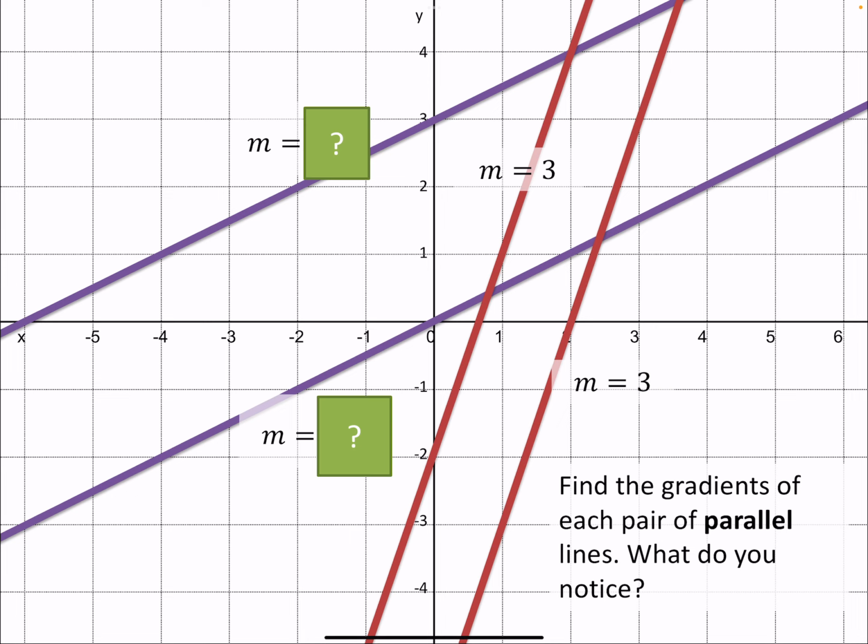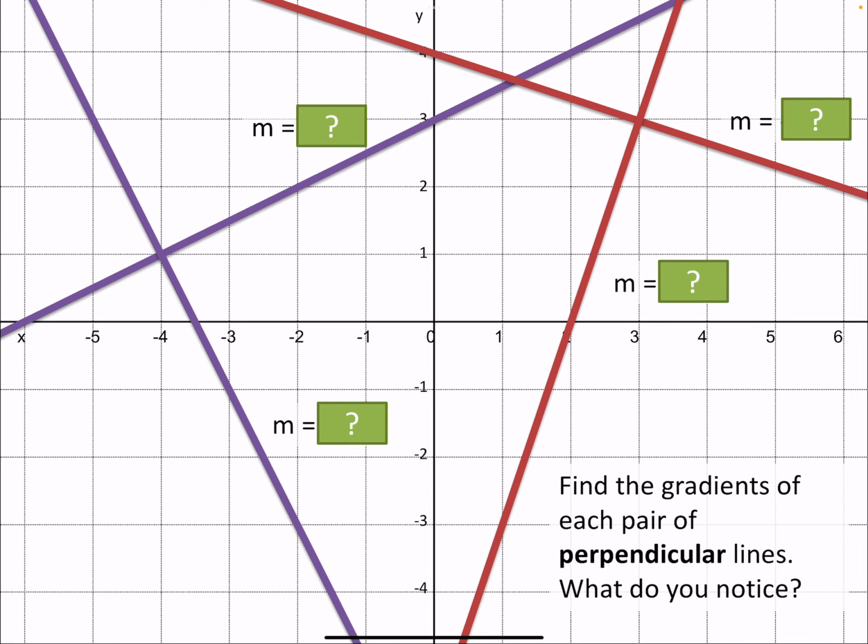Now if we have a look at the purple line, if I start from here, I go across 1, I'm only going up about a half, so the gradient's a half. And for the other purple line, if I start here, I go along 1, and I'm going to go up a half again, and so that's a half. So hopefully you've spotted the pattern here, that if two lines are parallel to each other, they have the same gradient. Okay?